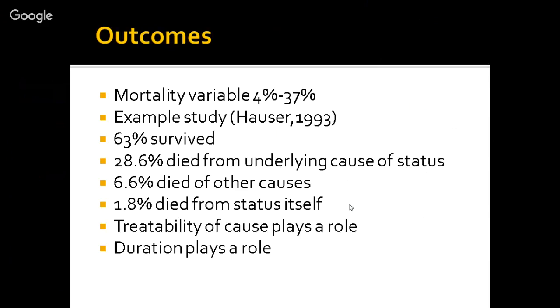Outcomes. Mortality is somewhat variable. These are very different numbers, 4% to 37%. So I think it depends on the cause, whether you can reverse the cause. If you can't reverse the cause, I think 37%. If you can, then you're probably going to have a much lower mortality.